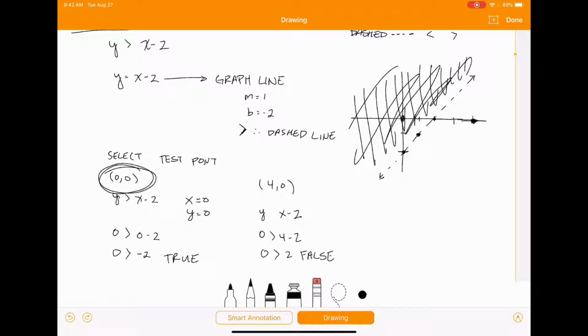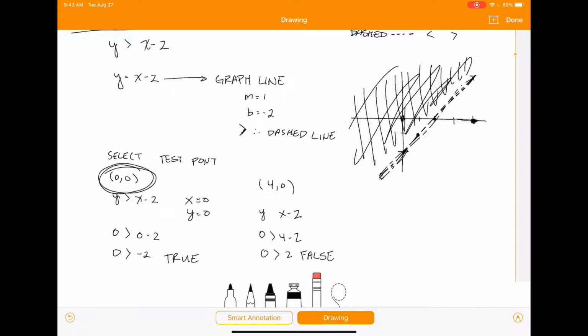Now, another thing to point out, again, just to emphasize, if this was a greater than or equal to sign, like that, you would come in and make this a solid line right here. Right? So if you've got this down here, it's solid. If you get rid of this, then you get a dashed line like that.